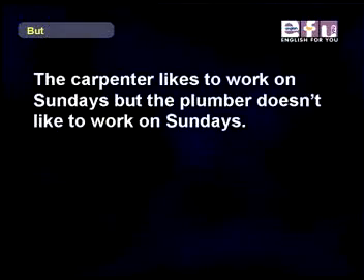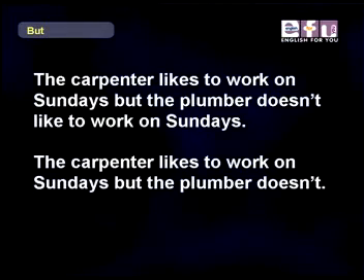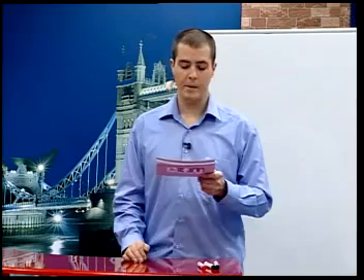But gives the idea that this is the opposite of that. A comma usually comes before but, and often the verb phrase following but can be shortened, as in these examples. The carpenter likes to work on Sundays, but the plumber doesn't like to work on Sundays. We can shorten the second phrase into the carpenter likes to work on Sundays, but the plumber doesn't. Now we can use but with still and anyway, as in these examples.